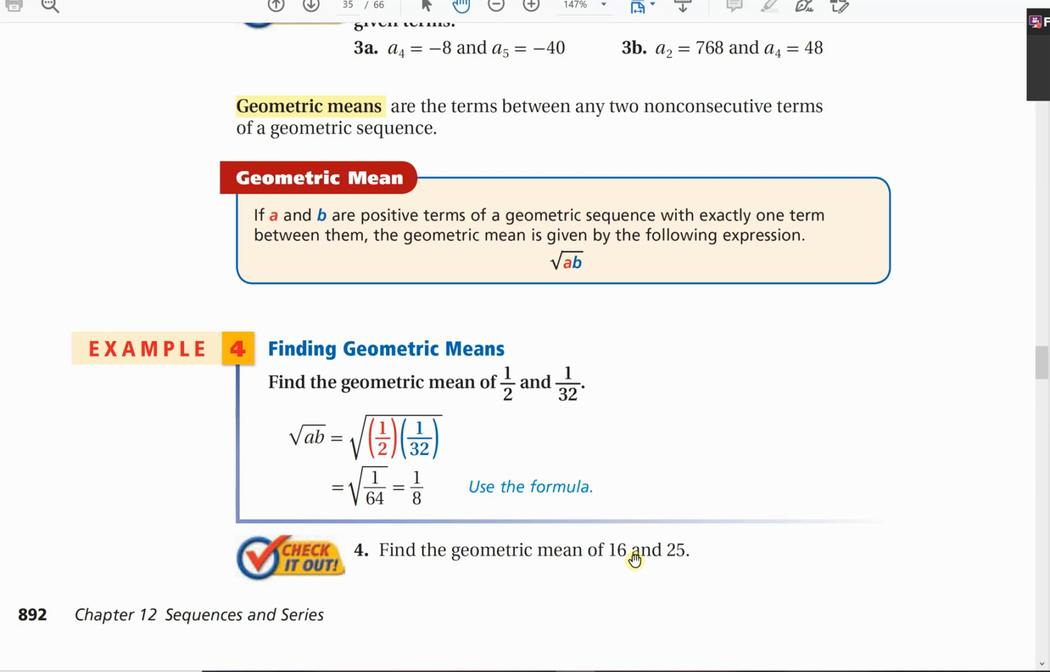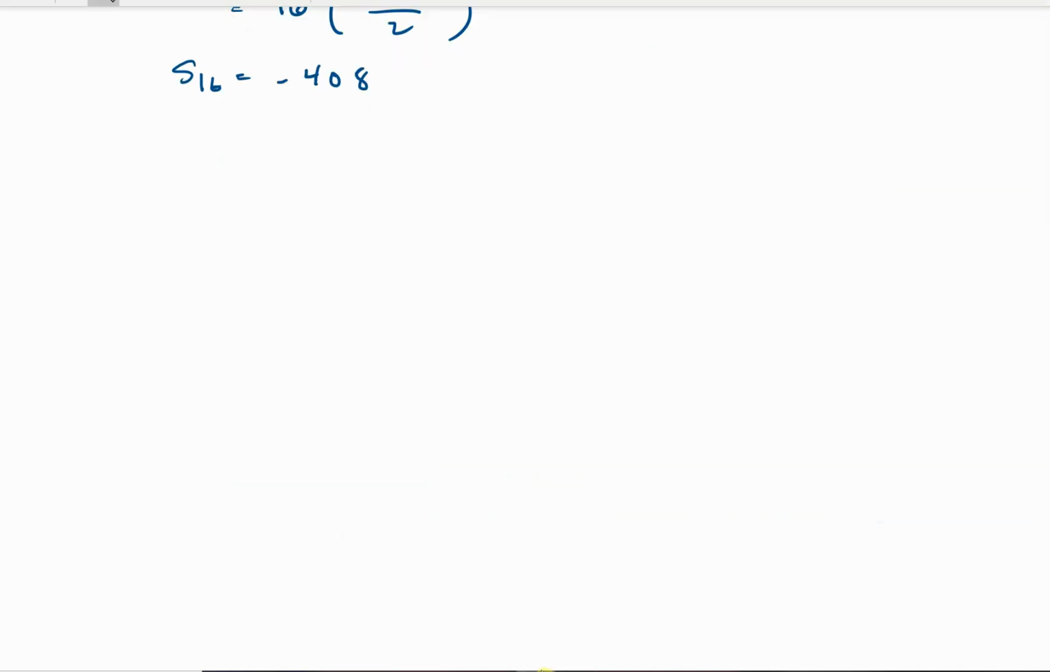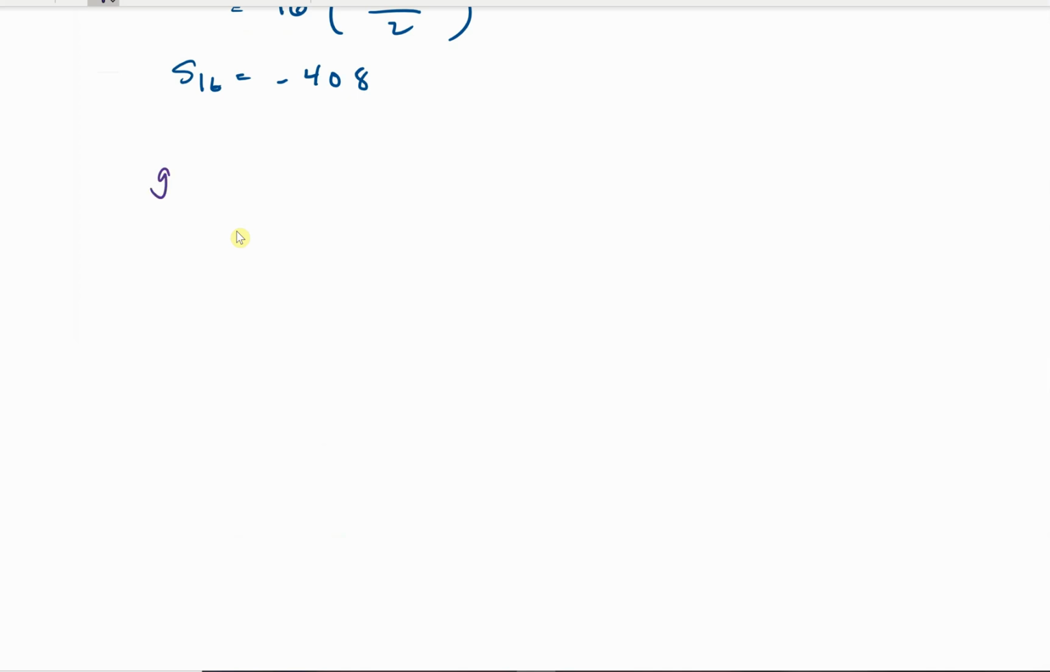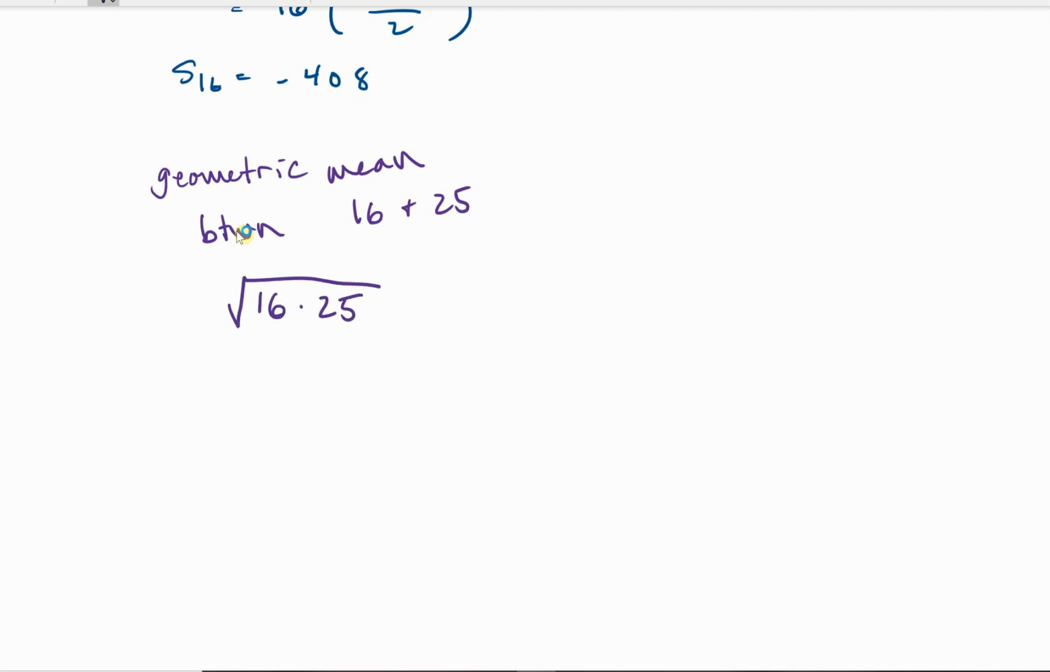So if I wanted to find, say, the geometric mean between 16 and 25, we go back here where I can write stuff down. The geometric mean between 16 and 25 is just going to be the square root of 16 times 25, which is 400. The square root of 400 is 20.